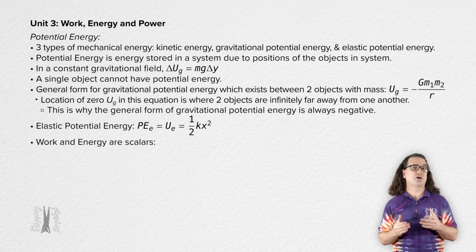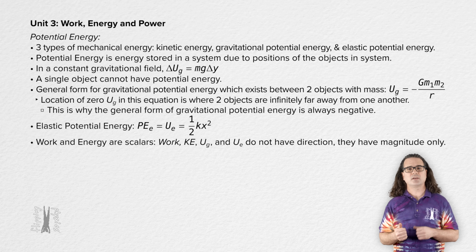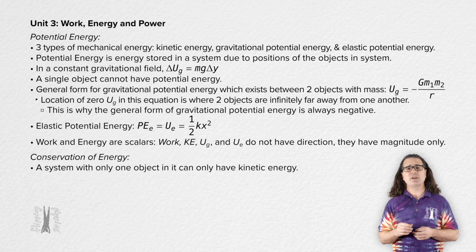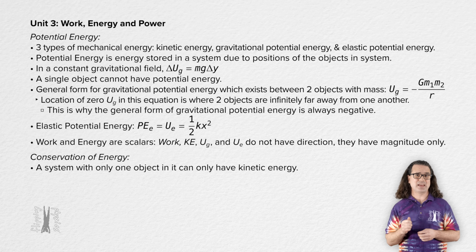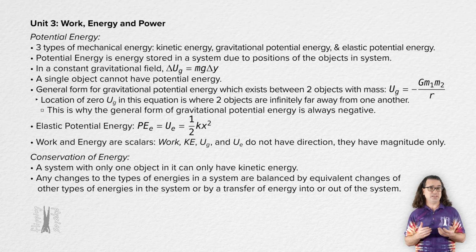Work and energy are scalars. This means work, kinetic energy, gravitational potential energy, and elastic potential energy do not have direction, they only have magnitude. A system with only one object in it can only have kinetic energy. Any changes to the types of energies in a system are balanced by equivalent changes of other types of energies in the system or by a transfer of energy into or out of the system.